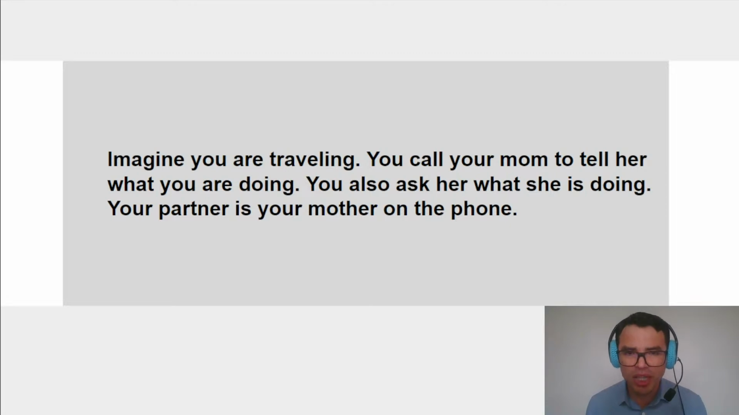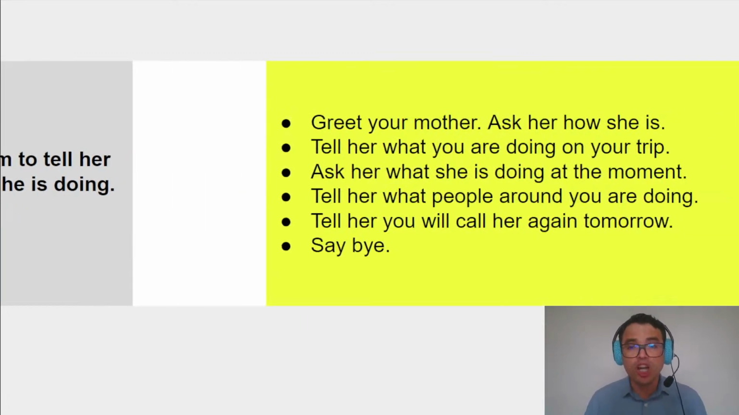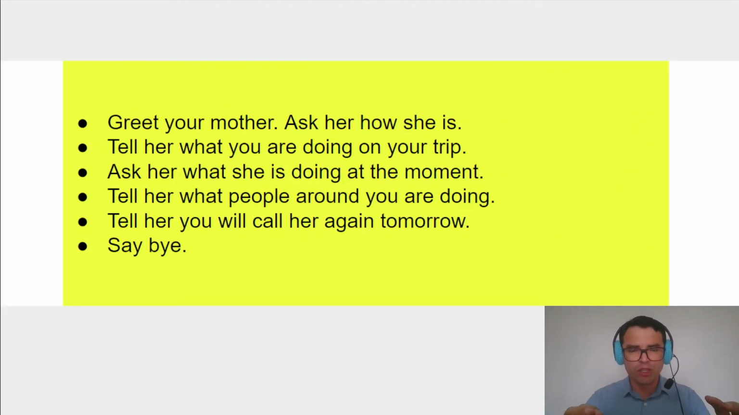Imagine you're traveling. You call your mom to tell her what you are doing. You also ask her what she's doing, and your partner is your mother on the phone. So they're going to give you a card like this with instructions that you have to follow in order to make a conversation. So it says, greet your mother.